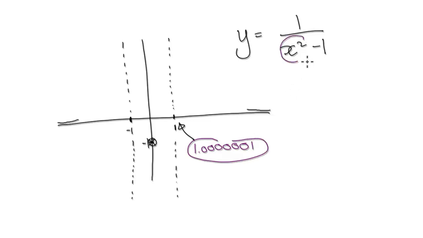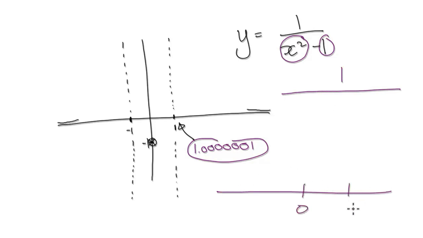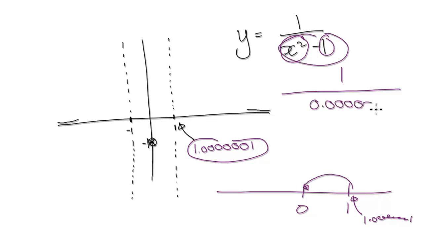So a microscopic amount bigger than 1, take away 1, you're going to have 1 divided by, well, if you look at the number line, 0, 1, and then this amount, a microscopic amount just to the right of 1, take away 1, is going to be a microscopic amount just to the right of 0. So this whole thing here will be a microscopic amount just to the right of 0. Let's just imagine it as this.